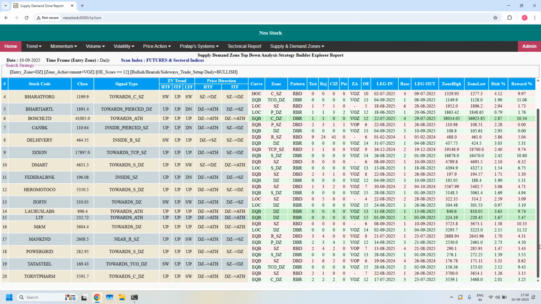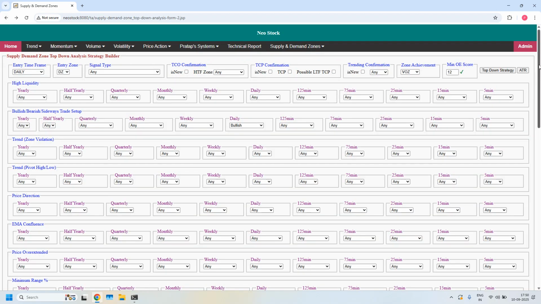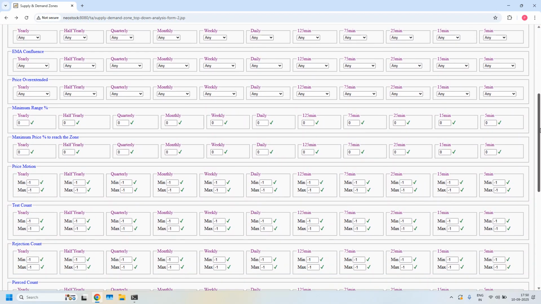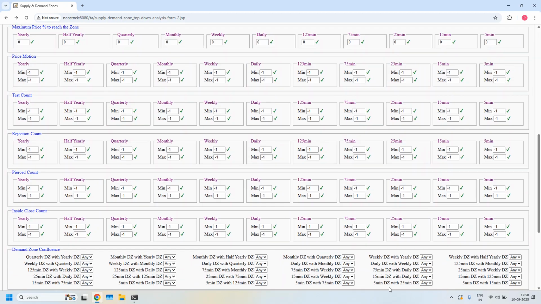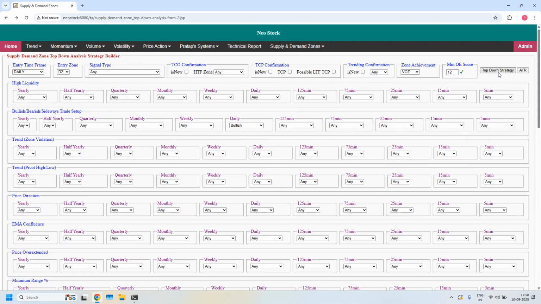Okay, out of these 20, how many have more high probability to succeed? That we will filter based on different zone confluence and EMA confluence strategies that you learned in lesson 27. Okay, first strategy, LTF and ITF demand zone confluence. After that, ITF EMA confluence. So in the demand zone confluence, I am applying the filter, daily demand zone with weekly demand zone confluence.